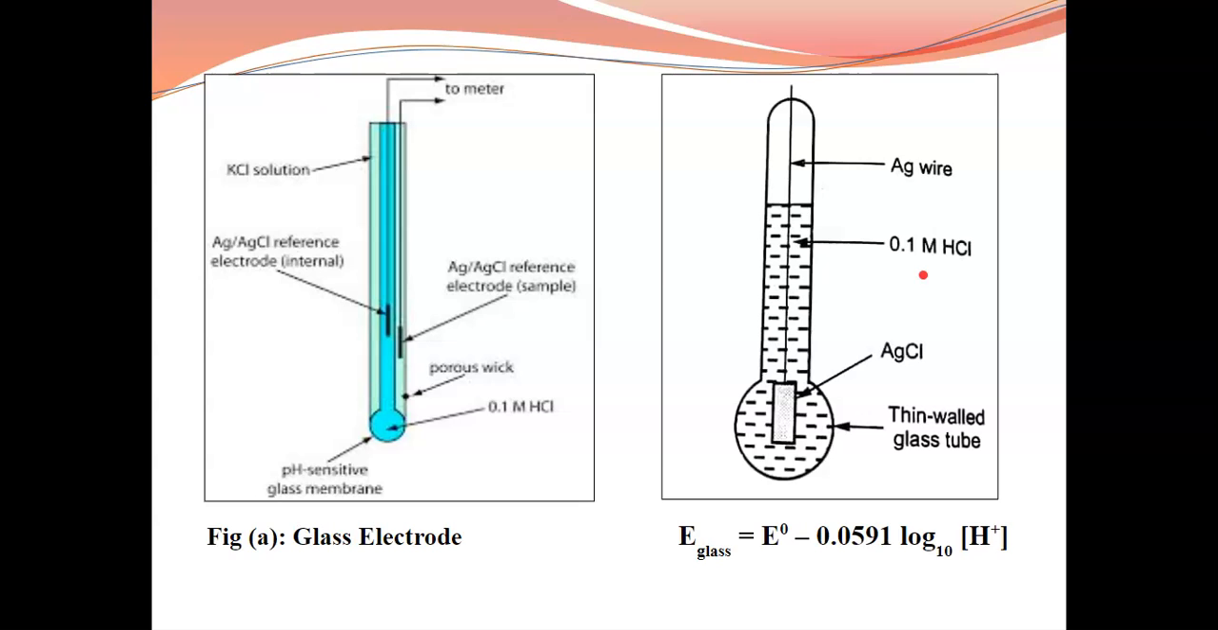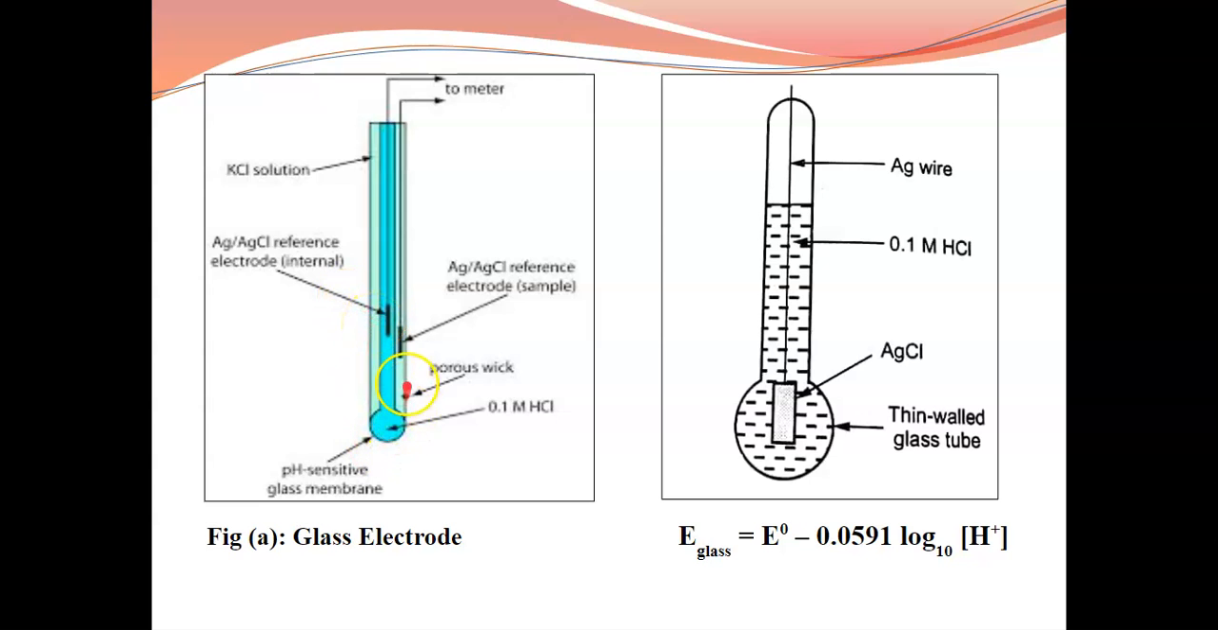Also, there is another type of glass electrode which is called a combined electrode. We know that for formation of a cell, as I said, we need two electrodes. So this is a combined glass electrode. Why is it called a combined glass electrode? Because it is having both the indicator electrode as well as the reference electrode inside it.